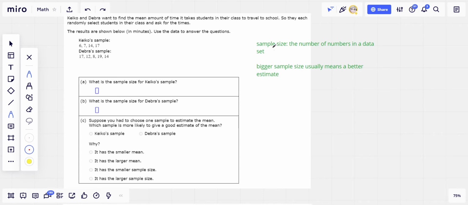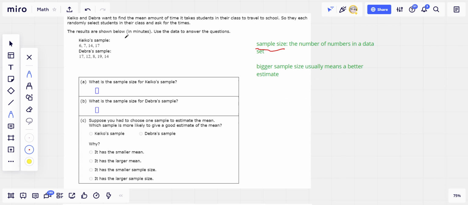In these problems, we are answering questions about something called sample size and how that impacts the data and the results of that data. The general principle here is that sample size is just the number of numbers you collect in a piece of data. If you're interviewing people and getting some fact from them, it's the number of people you interviewed. That's the size of your sample. And in general, a bigger sample size usually means you'll get a better estimate from that data. If you ask more people, your answers are going to end up being more accurate.